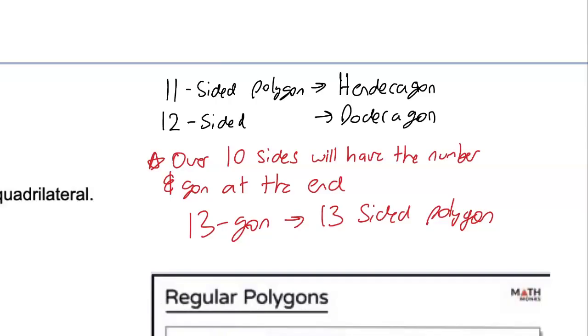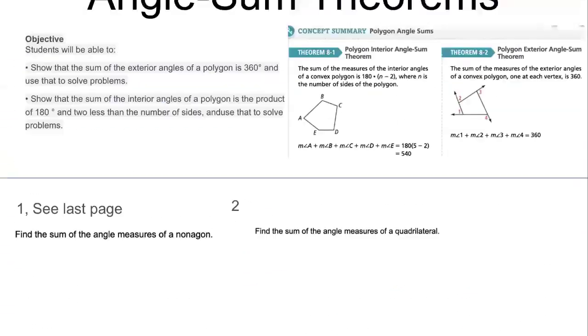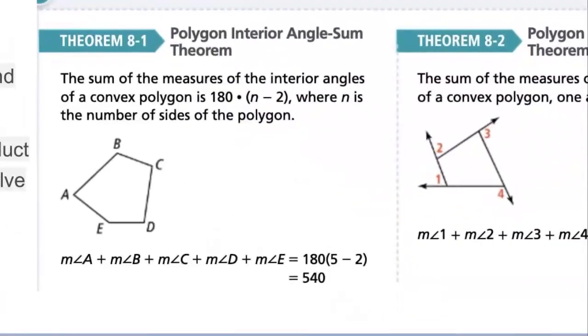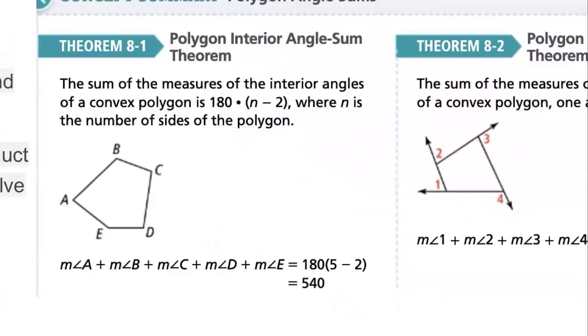Okay. All right, let's start with number one. Well, actually, before we get to that, the polygon interior angle sum theorem. The sum of the measures of the interior angles of a convex polygon is 180 times n minus 2, where n is the number of sides of the polygon. So this is for any type of polygon.